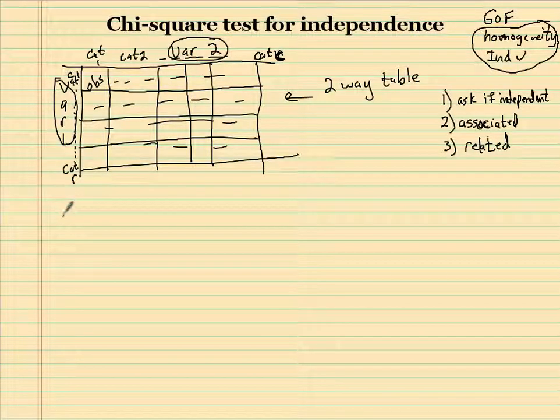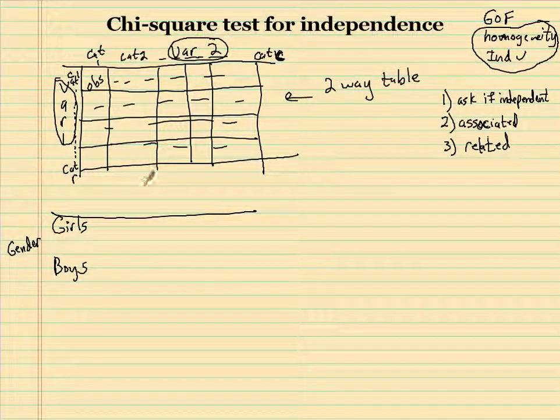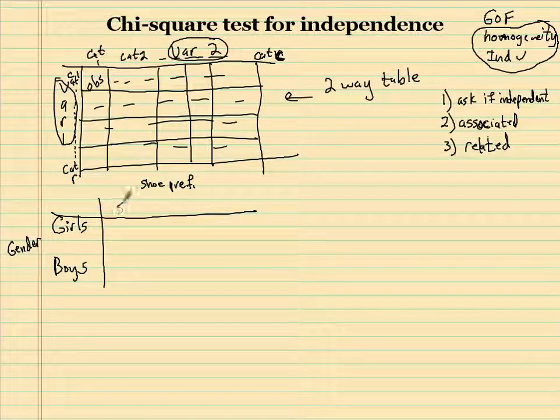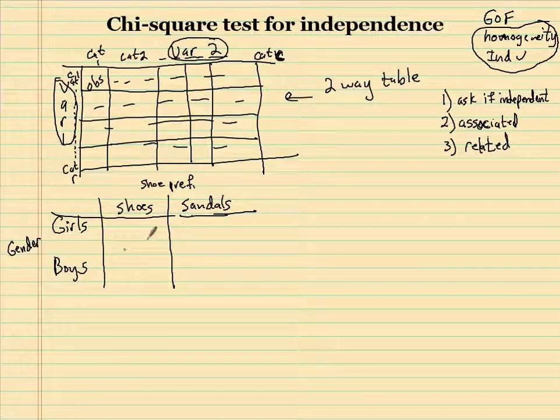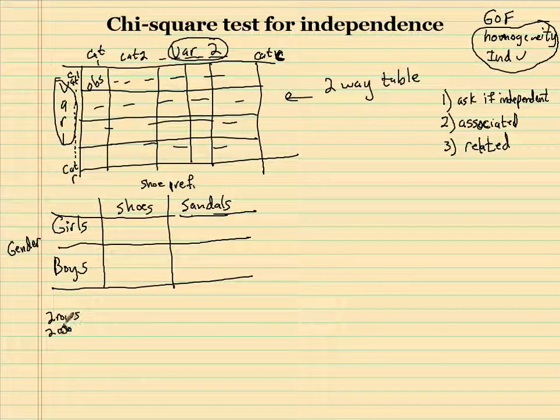I'm not actually going to do it, but I'll just give you a quick example. I could say I have girls and boys, so these are my two categories, and I'll call this gender. So my first variable is gender. Now my second variable will be shoe preference. They could wear shoes, or they could wear sandals. So quickly, how many rows do you have? We have 2 rows and 2 columns.